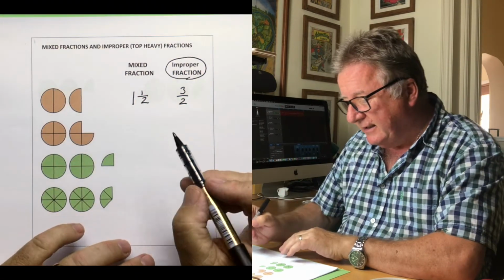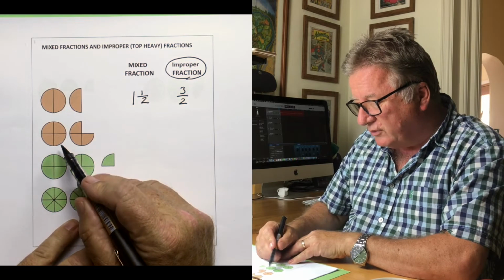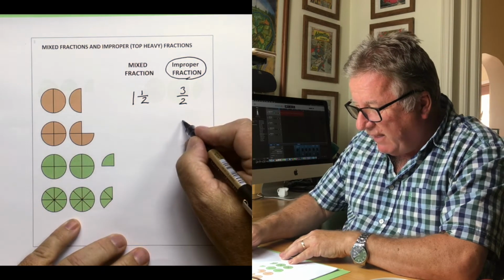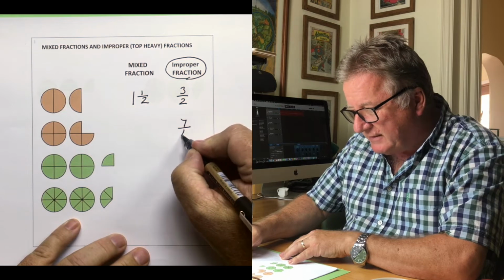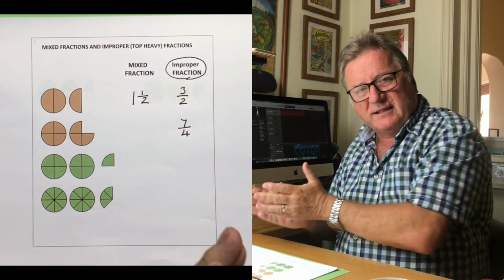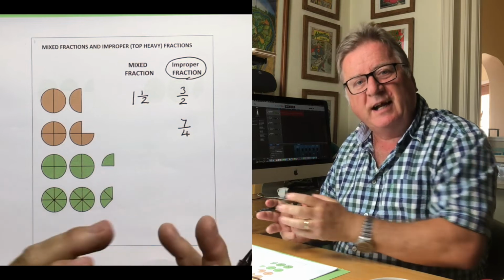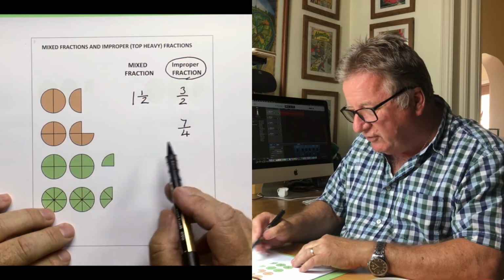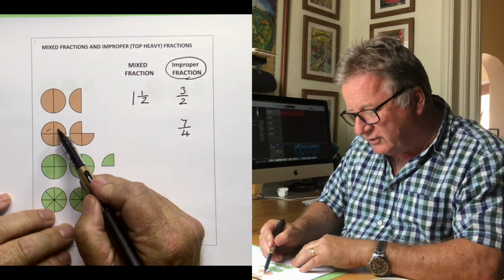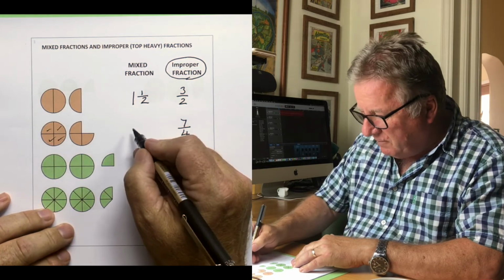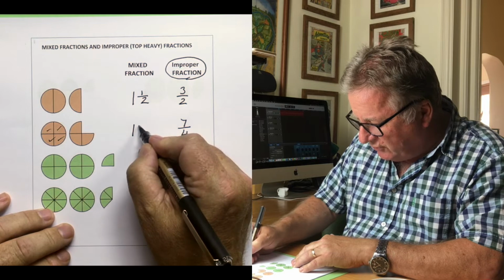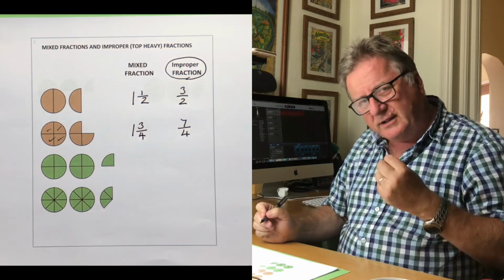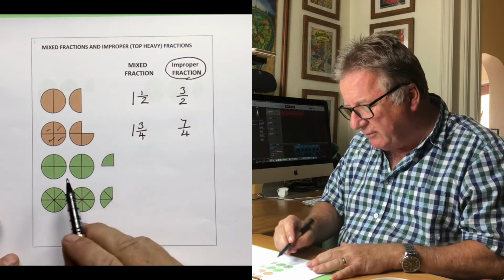And you can see here I have got 1, 2, 3, 4, 5, 6, 7 quarters. If I write that as 7 quarters, you might be asked then to write 7 quarters as a mixed fraction. And can you see that if you're dealing with quarters, you've got 1, 2, 3, 4 in a whole one, which leaves you 3 quarters left over. Let's try that working in that direction again with this one.